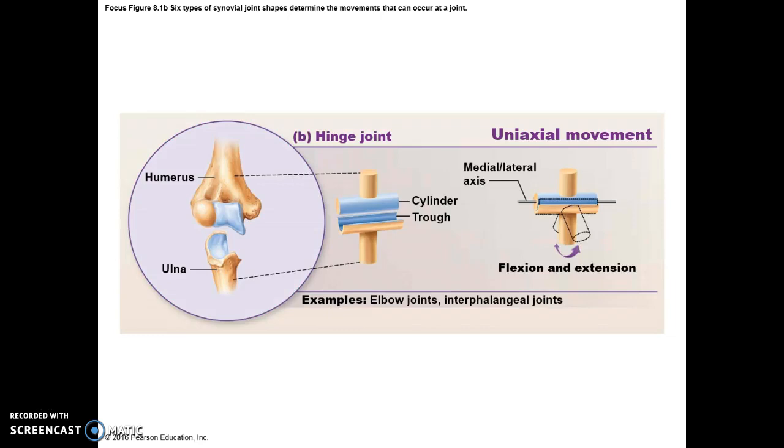Next is a hinge joint. The example being used here is the elbow joint, and it is a uniaxial joint. In other words, it only will pivot in one axis. And the movement is flexion and extension, and the elbow joints and the interphalangeal joints are hinge joints. However, the metacarpophalangeal joints also do flexion and extension. However, they are biaxial joints.